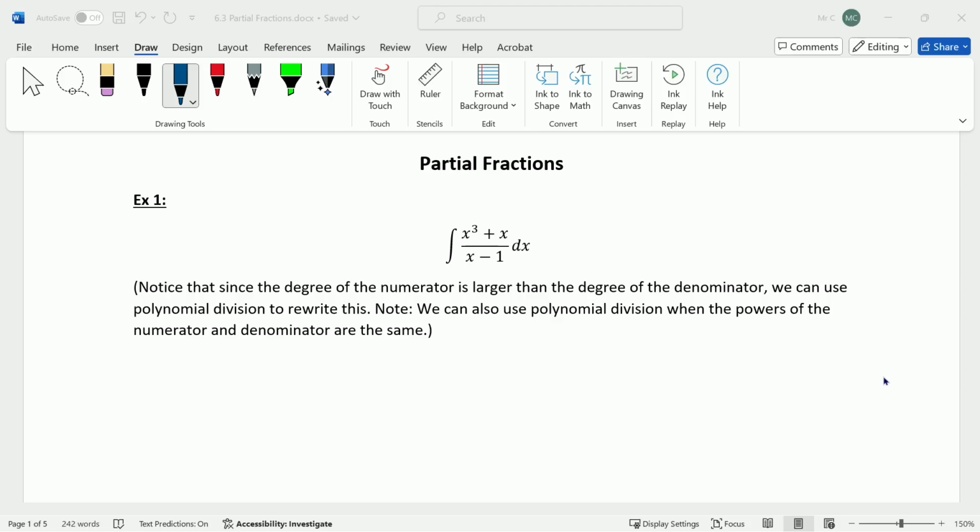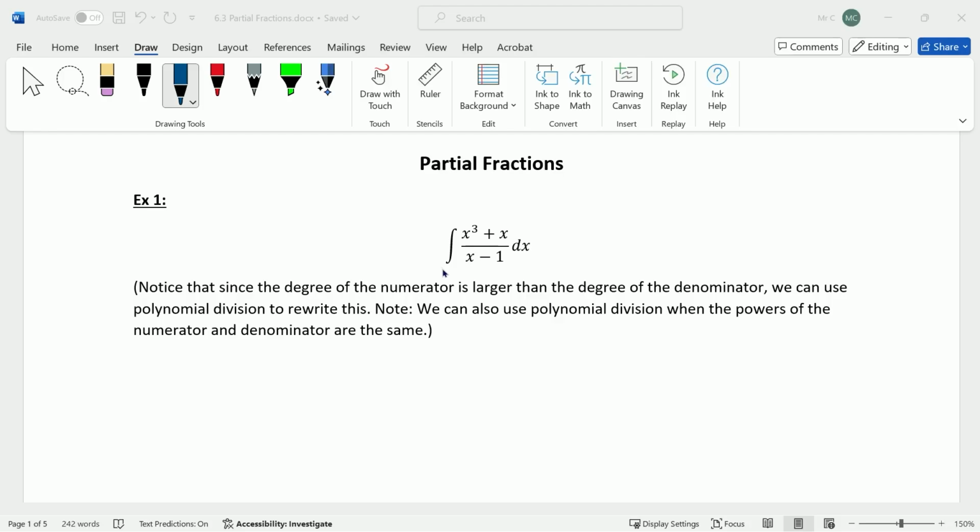So in this section, we're going to be looking at integrals that involve proper rational functions. That means a polynomial divided by another polynomial. And the first type of situation that can arise is when the power of your numerator is equal to or larger than the power of your denominator.